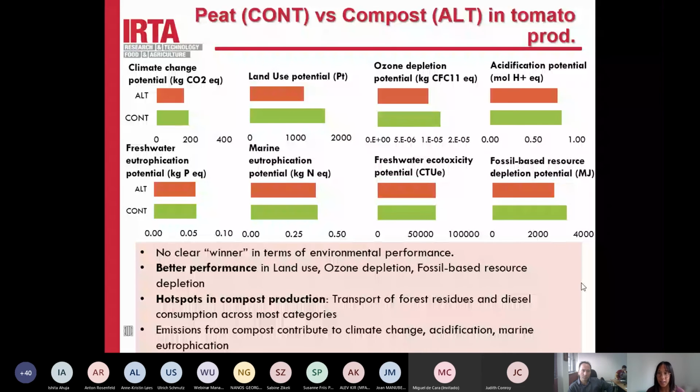similar to the categories in the previous slide. So the hotspots in compost production we found were the transport of the forest residues and diesel consumption, as well as the emissions from compost production. However, there is a limitation in the compost production emissions. The emissions during compost production were estimated using default factors common for any type of material compost using the environmental footprint methodology. Thus, the results may change if we used more adjusted values.